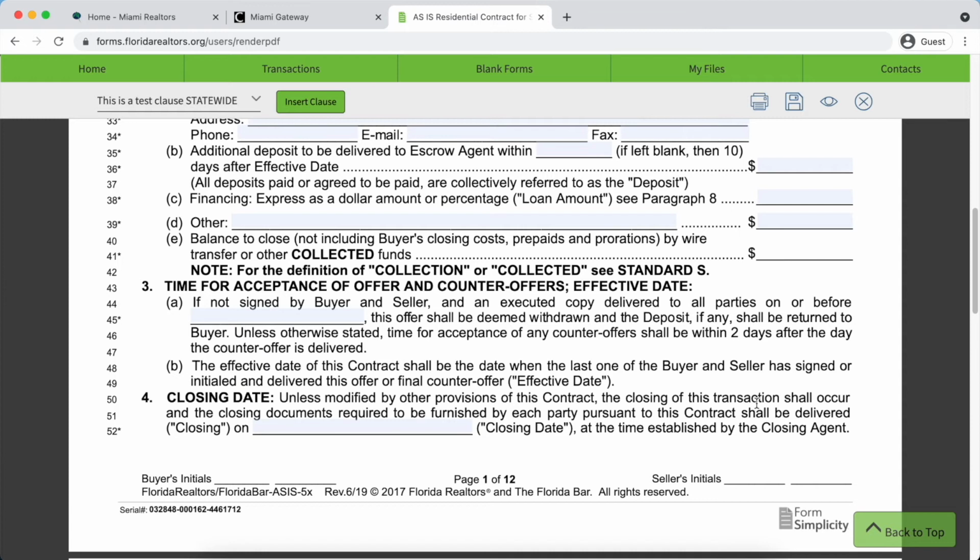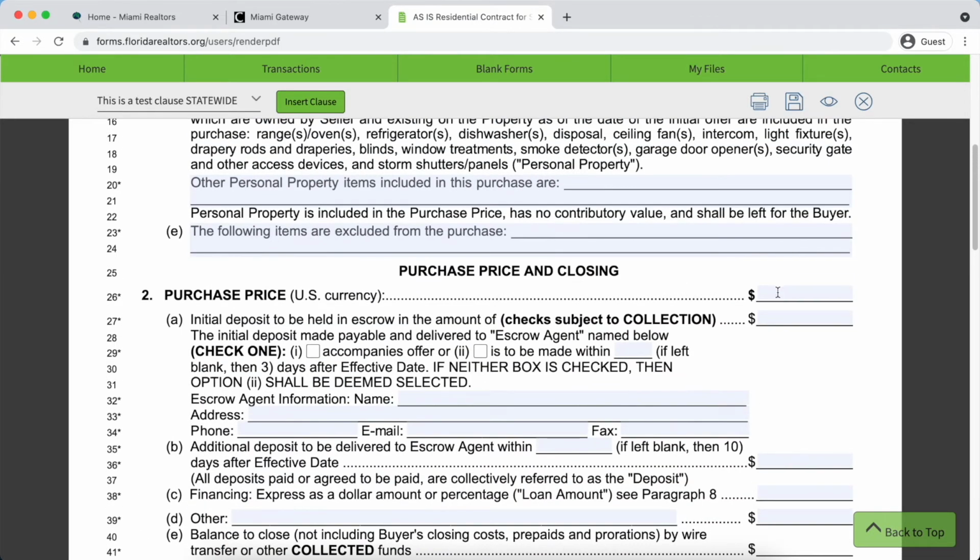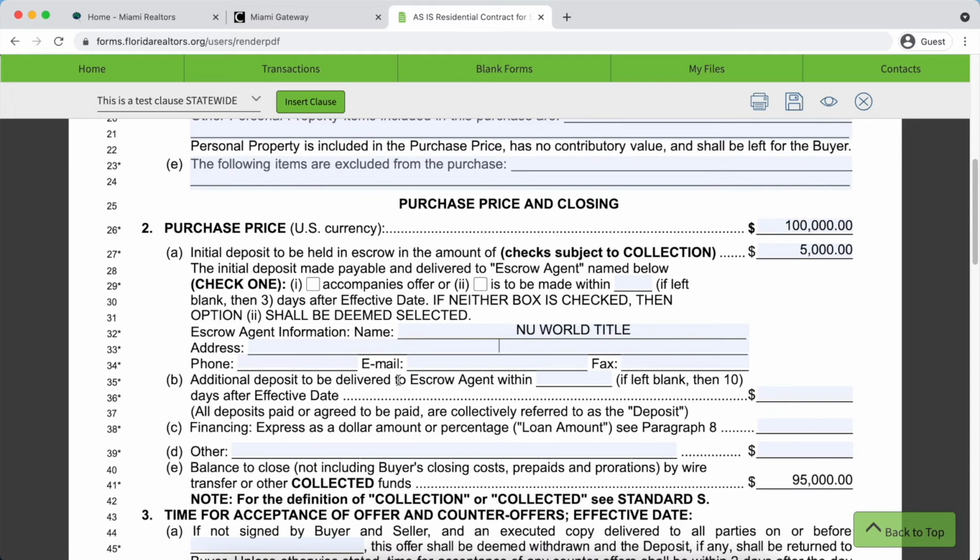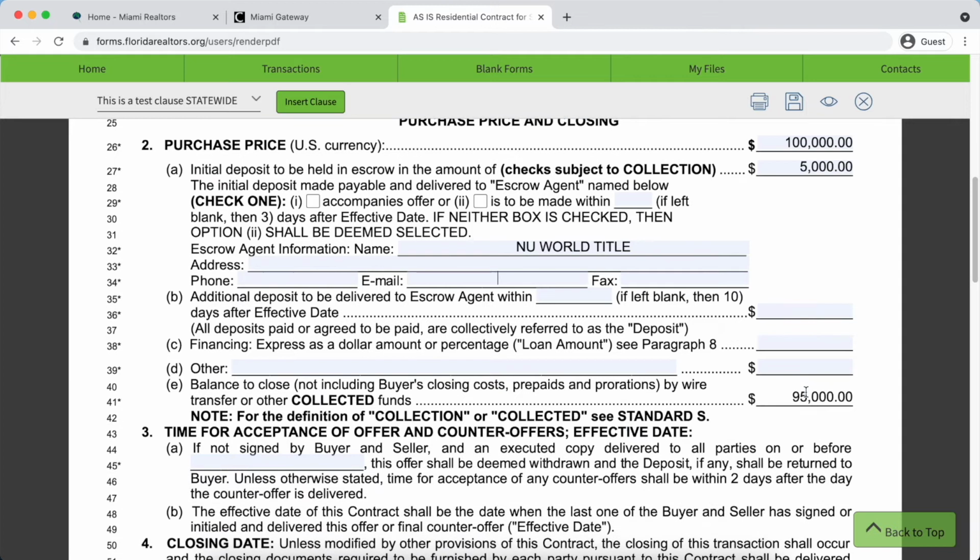Time of acceptance. And let me just go ahead and lay it out so you guys can see the way it works. So I always put the decimals in. Then you're going to do your deposit amount. Then here you're going to put your New World Title. The address, you'll put the address in depending on the office of New World that you're using, the phone number for that office, and the email for that, which here it would be, you'll be dealing with Vanessa.